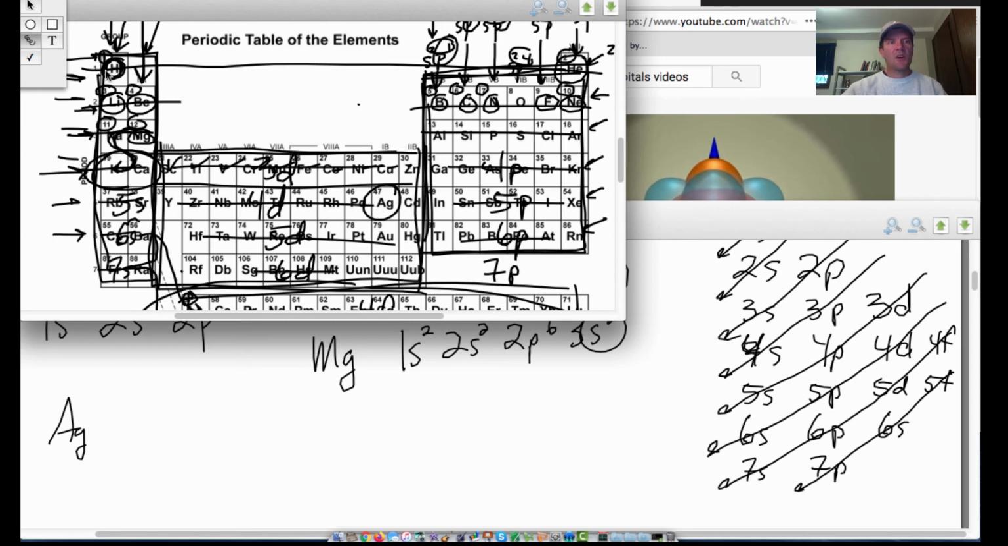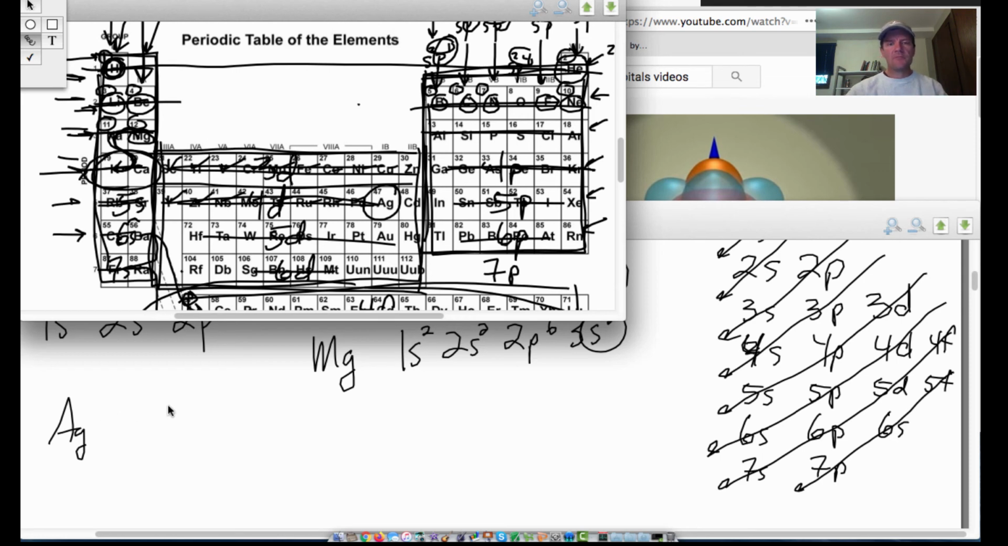What would it be? 1s2, 2s2, 2p6, 3s2, 3p6, 4s2, 3d10, 4p6, 5s2, and then we get to here, and we are 1, 2, 3, 4, 5, 6, 7, 8, 9 columns into the D block, so that's going to be 4d9. And that would be it.